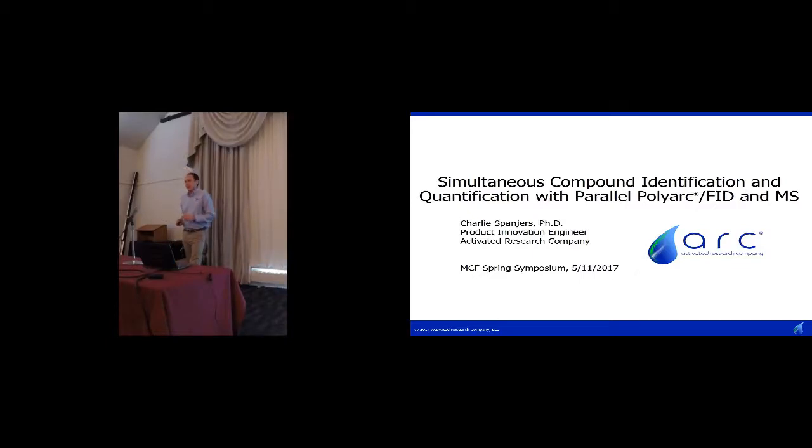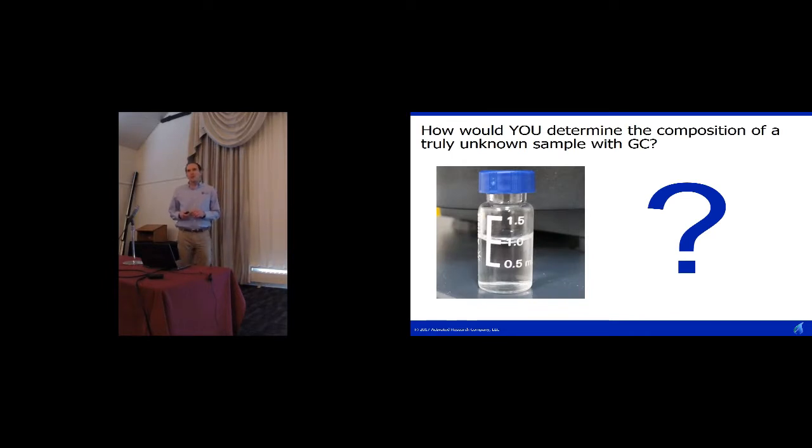So today I'd like to start with a question. I know it's the afternoon. I want to get everybody woken up a little bit. So I'd like to ask you, how would you determine the composition of a truly unknown sample with GC?